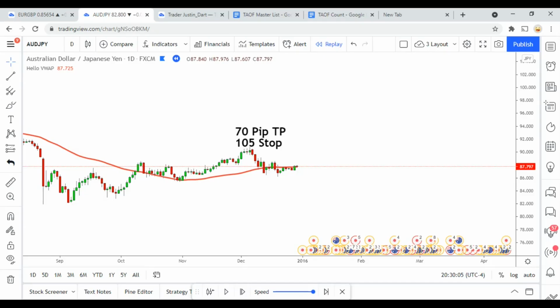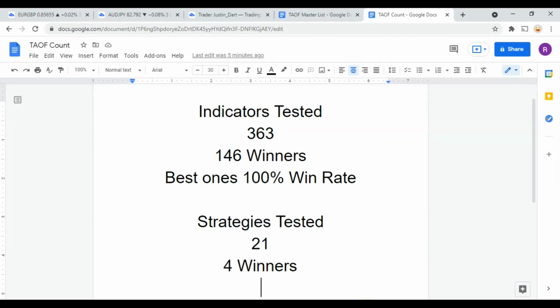Alright, as I said, today we will be testing the Hello VWAP indicator. Before we do though, I wanted to put the testing scoreboard up for everyone to see. To date, we have tested a total of 21 different strategies with a total of 4 different winners. We have also tested a total of 363 indicators with a total of 146 winners, which means that they have met or exceeded the 60% win-loss ratio threshold that we have set for them.